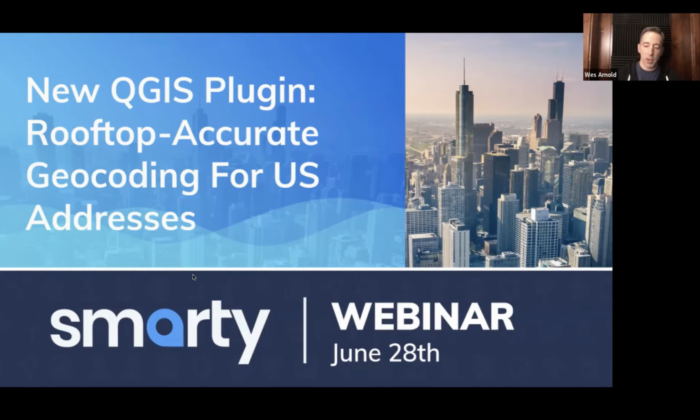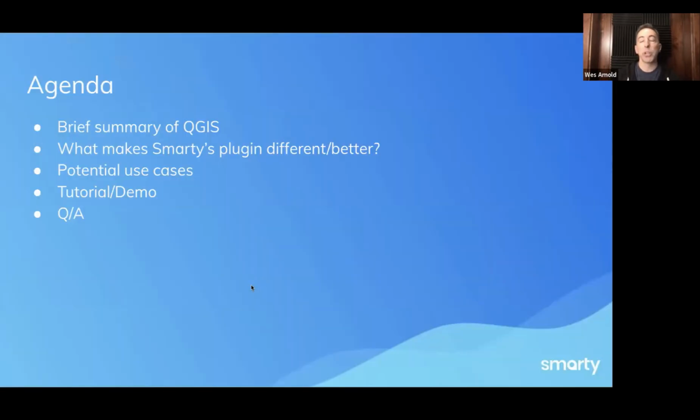So let's go over the agenda. First, we're going to give a brief summary of QGIS. Now, we made the assumption that if you have signed up for this webinar, you probably know what QGIS is. But we're going to give an overview anyways. We'll try and keep it really short. Then we'll talk about what makes Smarty's QGIS plugin different or better. There's a variety of different plugins out there for geocoding. What is it that makes Smarty's a better use?